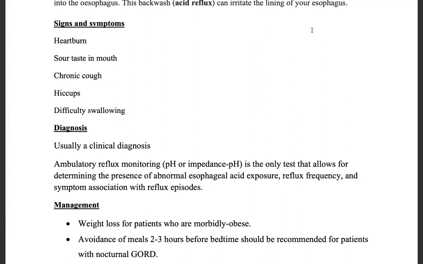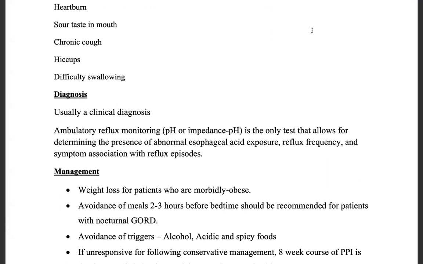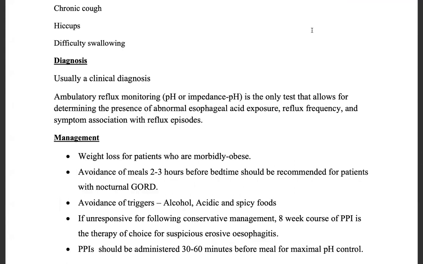For morbidly obese patients, you can go for weight loss, and you can avoid meals 2 to 3 hours before bedtime. And you can avoid triggers like alcohol, acidic and spicy foods. But if after conservative management the patient is still unresponsive, we can start an 8-week course of a proton pump inhibitor, like omeprazole.